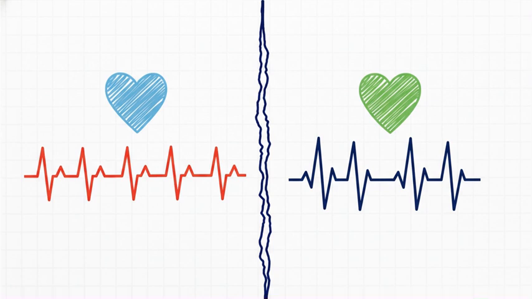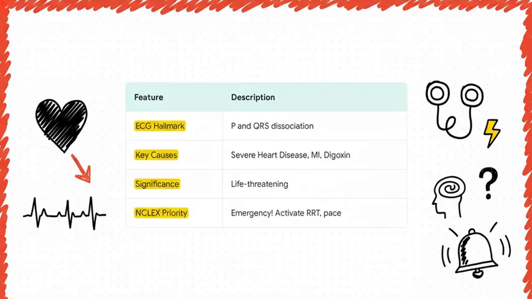The atria are just firing away at their own regular rate, making P waves, and the ventricles are firing away at their own much slower regular rate, making QRS complexes. They are not talking. They are truly marching to the beat of two completely separate drums. This is a full-blown, life-threatening emergency.